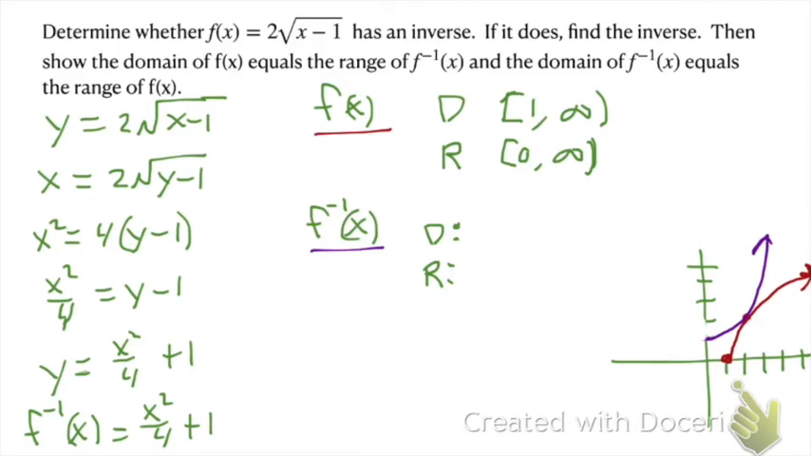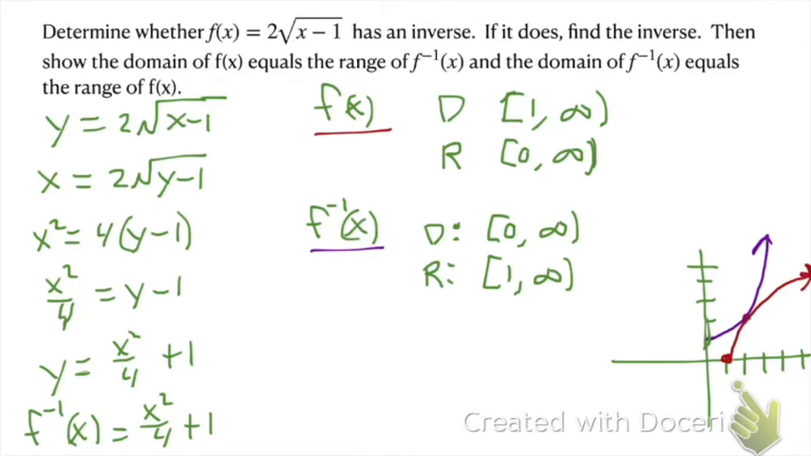Because we have a restricted domain on our original function, we're going to have to restrict things on our inverse function. To keep this thing 1 to 1, our domain is from 0 to infinity, and our range is from 1 to infinity. And again, if you look at this, our domain is the same as our range. The domain of our initial is the same as our range of our inverse, and vice versa again.